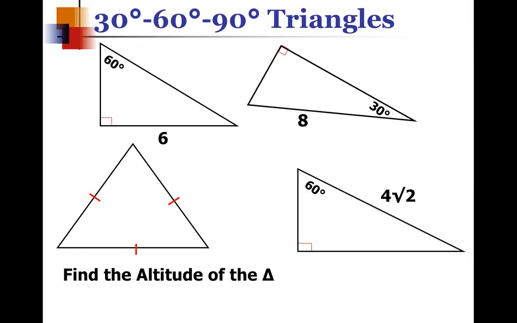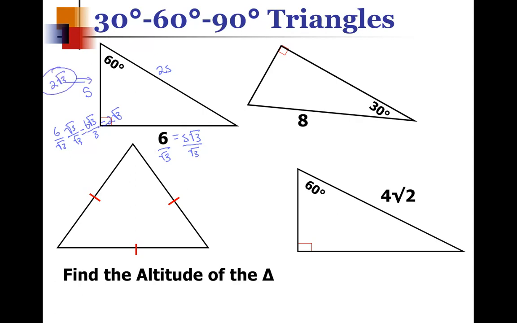So for this one, this is my longer side, and I'll call this my shorter side. This is 2 times my shorter side, and this is my shorter side, root 3. So in order to get my shorter side, I'm going to divide by root 3. If you've got 6 over root 3 times root 3 over root 3, you're going to get 6 root 3 over 3, which is 2 root 3. So my shorter side is 2 root 3.